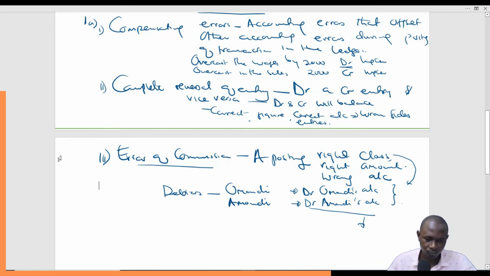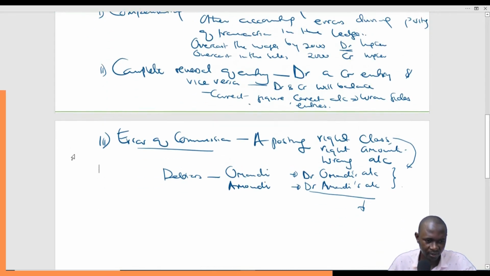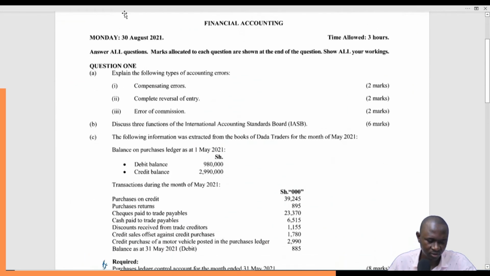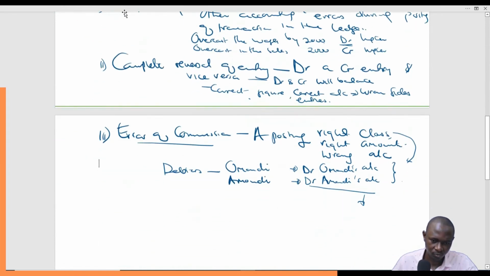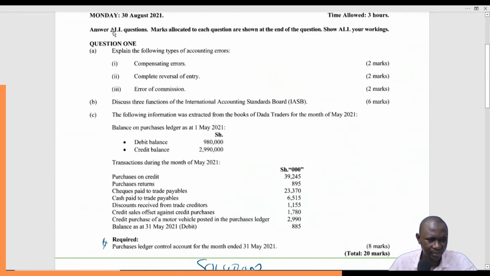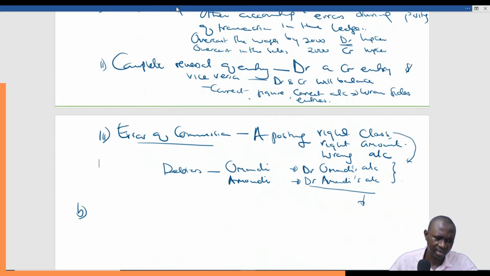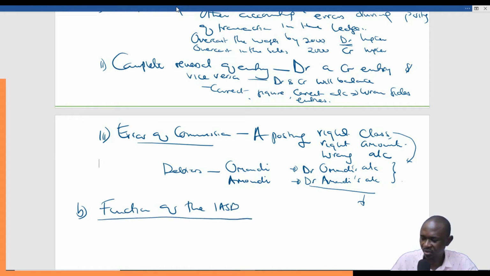Okay, then I think we are done with that first part. Let's go to B. B, we are supposed to discuss 3 functions of the IASB. Functions of the IASB. International Accounting Standards Board.